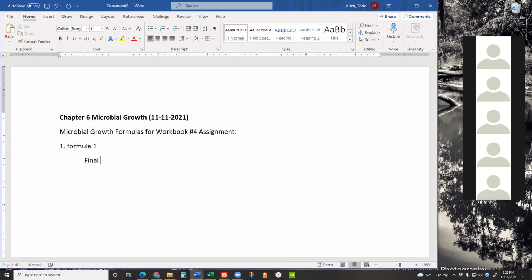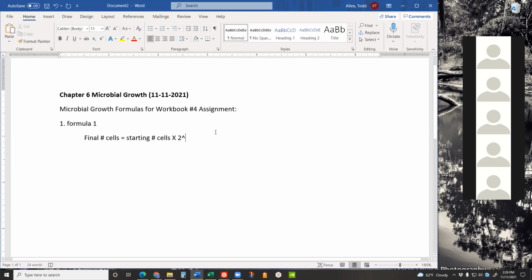So the final number of cells is equal to the starting number of cells multiplied, that's an X there for multiplication, multiplied by the number 2 raised to the power, that caret symbol there, that unusual looking upside down V is called a caret symbol in computer science. 2 raised to the power of the number of generations. So the final number of cells equals the starting number of cells multiplied by 2 raised to the power of the number of generations.